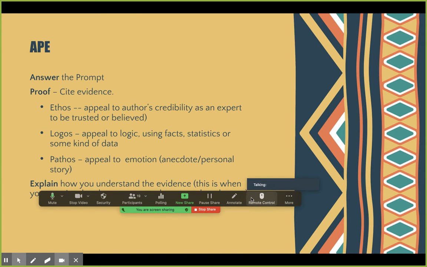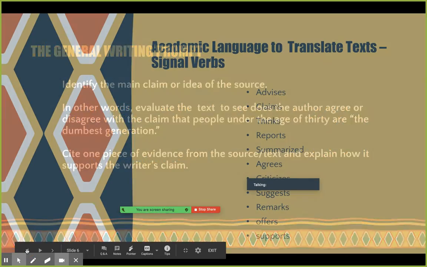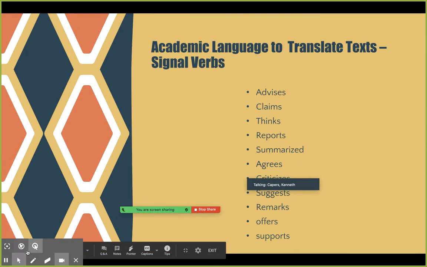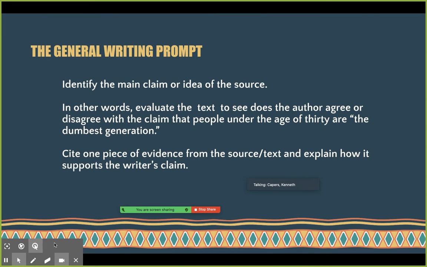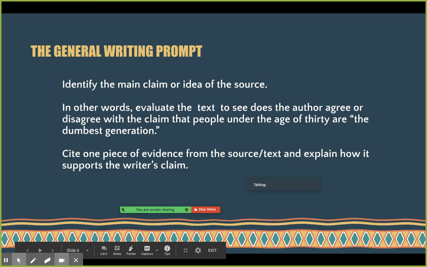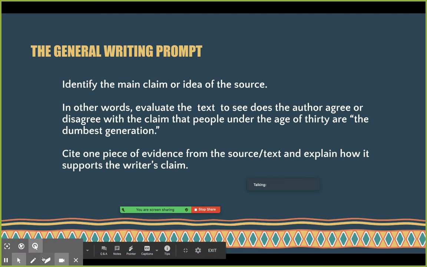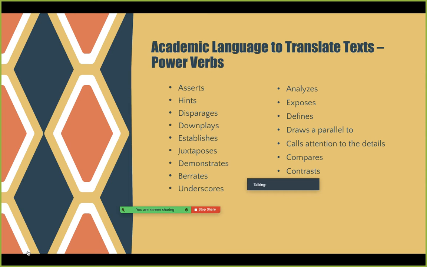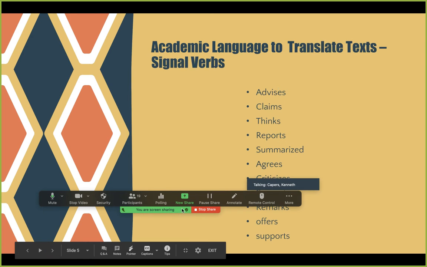Okay. So again, to make sure everybody's super clear, you're going to use this academic language today. You're going to use either the signal verbs. Let me see. Hold on, so I can get this thing to do what I want. Okay, so you're going to be trying to use some of the power verbs. You're going to be using some of the signal verbs.